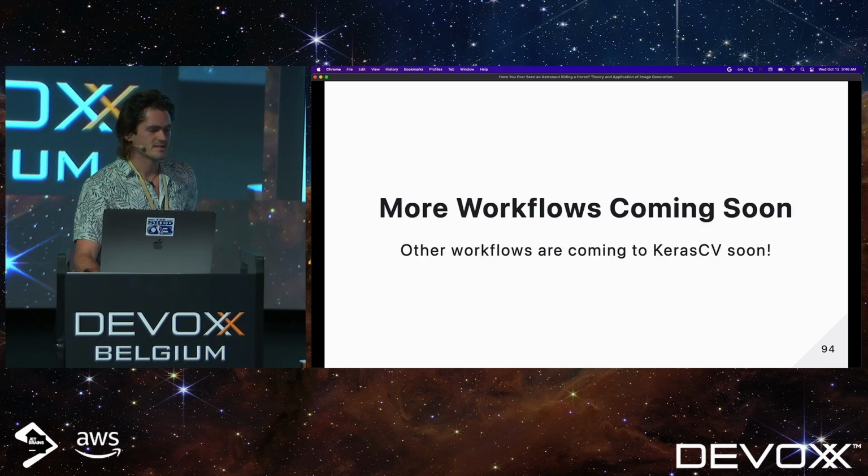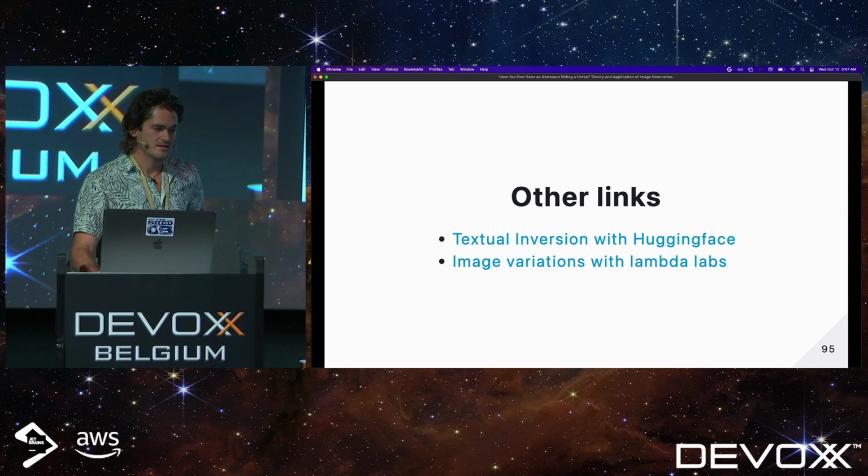There are more workflows coming soon on Keras.io. There's a tutorial on how to generate images from text to image available. Textual inversion will be available soon. Hopefully image variations will be available very soon. But there are some other links if you want to get started running other implementations. You can do textual inversion already with Hugging Face, or image variations with Lambda Labs. They have a GitHub repo for that.